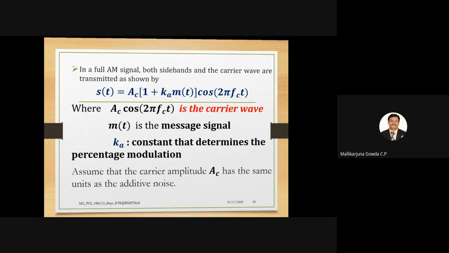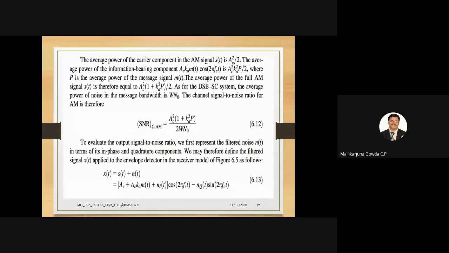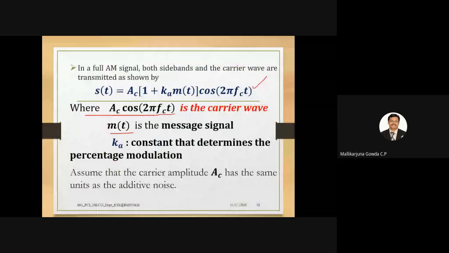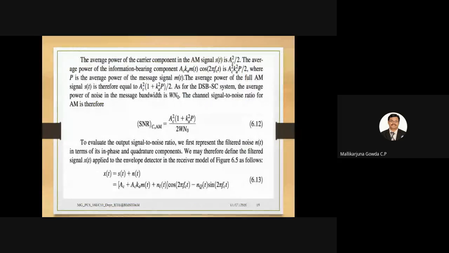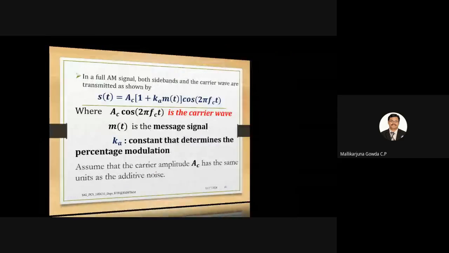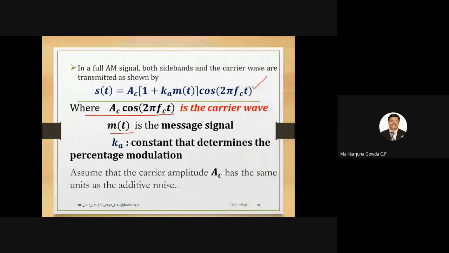Then let us now try to find out the average power of this modulated signal. How do we find the average power of this modulated signal? Already we know the average power of the noise, so directly we can use that. To begin with, let us find the average power of the carrier component. The carrier component in this is Ac cosine of 2 pi fc t, right?